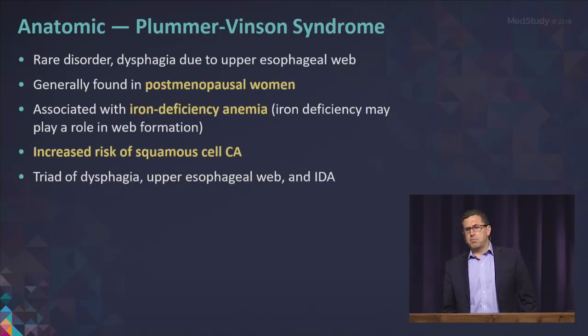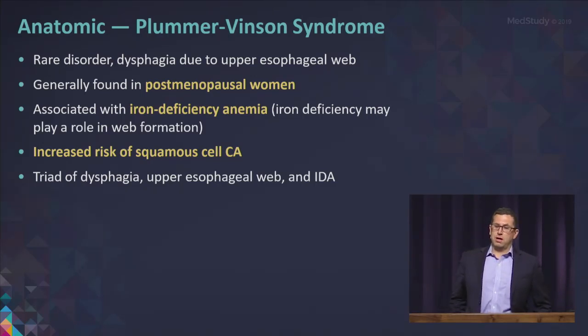There's an entity called Plummer-Vinson syndrome. You probably remember this from medical school. This could show up on a test potentially. It's one of these rare things that they like to hone in on. So this is a rare disorder of dysphagia due to an upper esophageal web. So a Schatzki's ring is a lower esophageal web, whereas in this syndrome, it's in the upper esophagus.